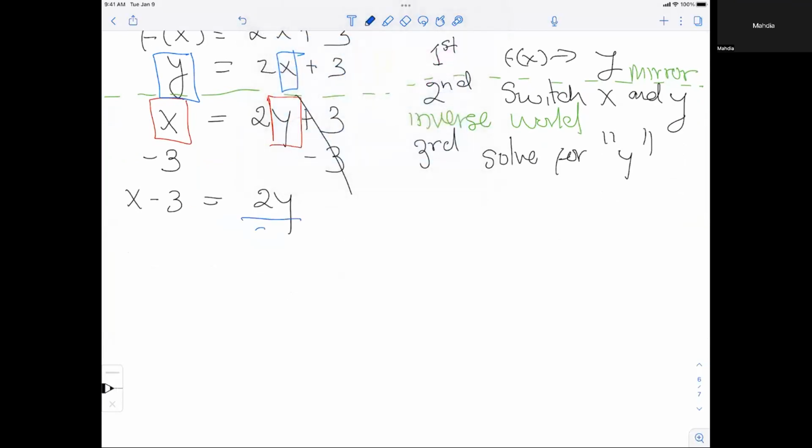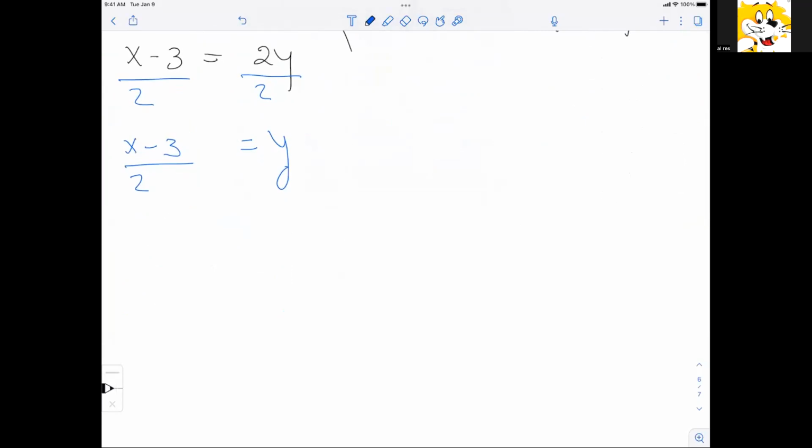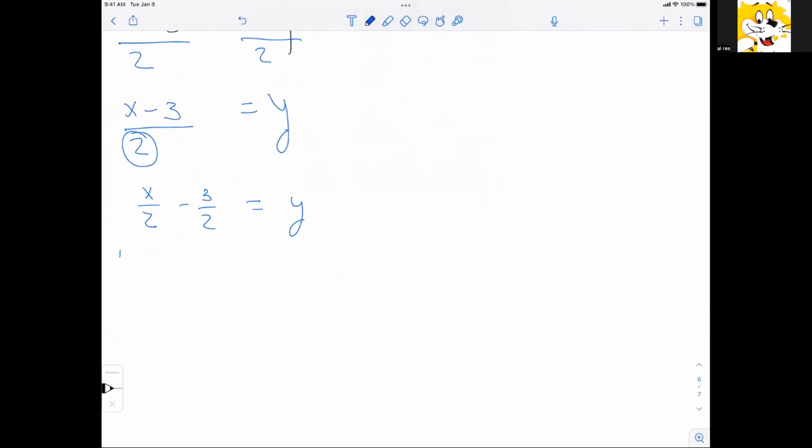Divide by 2. So then we end up with y is equal to (x minus 3) over 2, which is the same thing as saying x over 2 minus 3 over 2 is equal to y, right? Because they share the same denominator. And this is the same thing as saying 1 over 2 times x over 1 minus 3 over 2. Because if I multiply 1 times x, I'm going to get x, and if I multiply 2 times 1, I'm going to get 2, right?